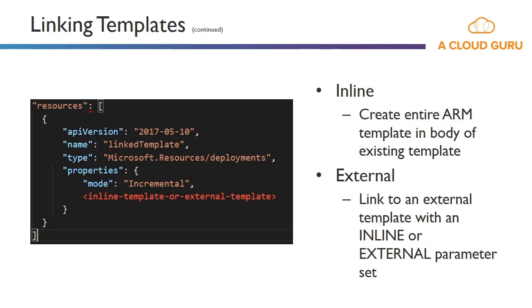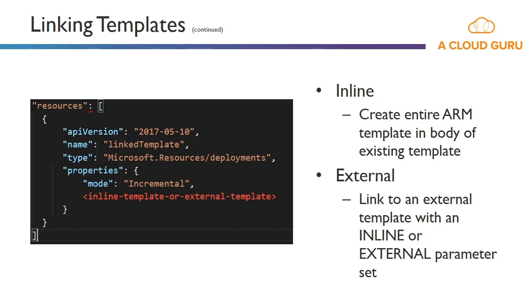Linking templates is done in a couple of ways. Your inline method, which is where you create an entire ARM template in the body of an existing template. So your main template's there, and then you just start a new ARM template right inside the body. Alternatively, you can use the external method where you link to an external template. This could be located somewhere else, could be on GitHub, for example.